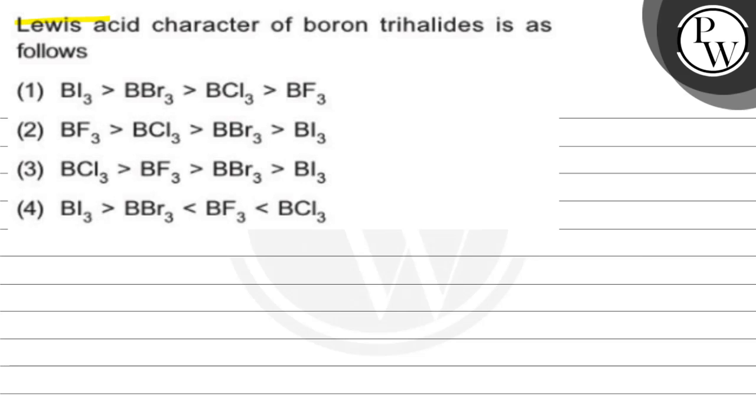The question says: Lewis acid character of boron trihalides is as follows. Option 1: BI3, BBr3, BCl3, BF3. Option 2: BF3, BCl3, BBr3, BI3. Option 3: BCl3, BF3, BBr3, BI3. Option 4: BI3, BBr3, BF3 and BCl3.